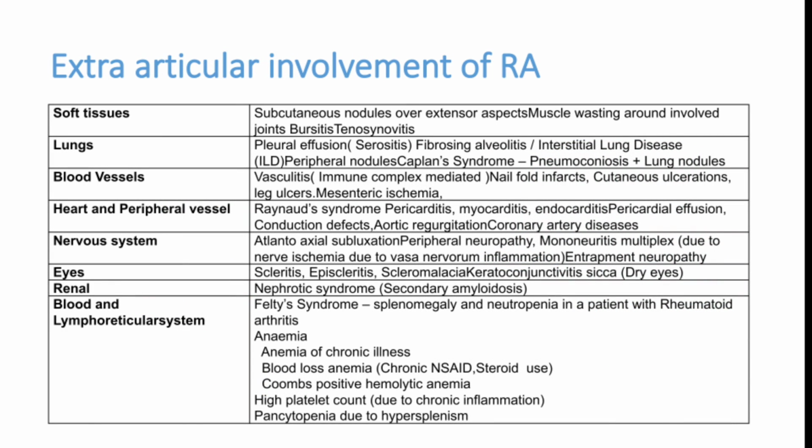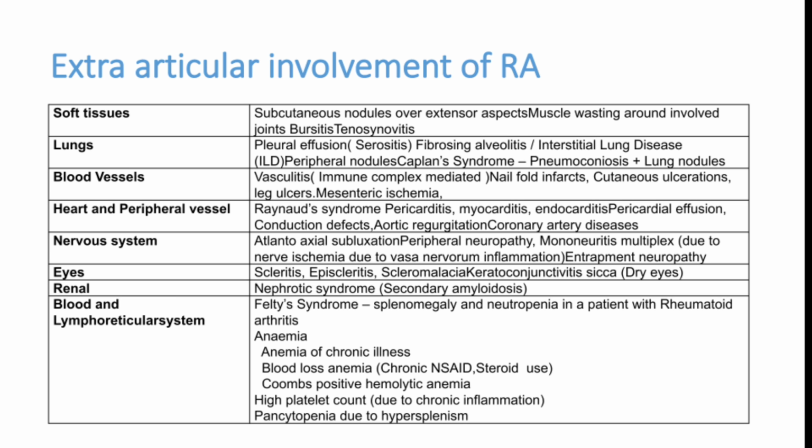Now extra-articular involvement, one of the most classical examples is subcutaneous nodules or rheumatoid nodules. This can be there on the extensor aspects of the limb. Lung: pleural effusion, ILD, Caplan syndrome, that is pneumoconiosis, lung nodules, all can be there. Blood vessels: patient can have vasculitis, like stroke or myocardial infarction or superficial arterial thrombosis, all can occur. Leg ulcers, many patients present with leg ulcers. Non-healing ulcers can be seen in many patients with rheumatoid arthritis.